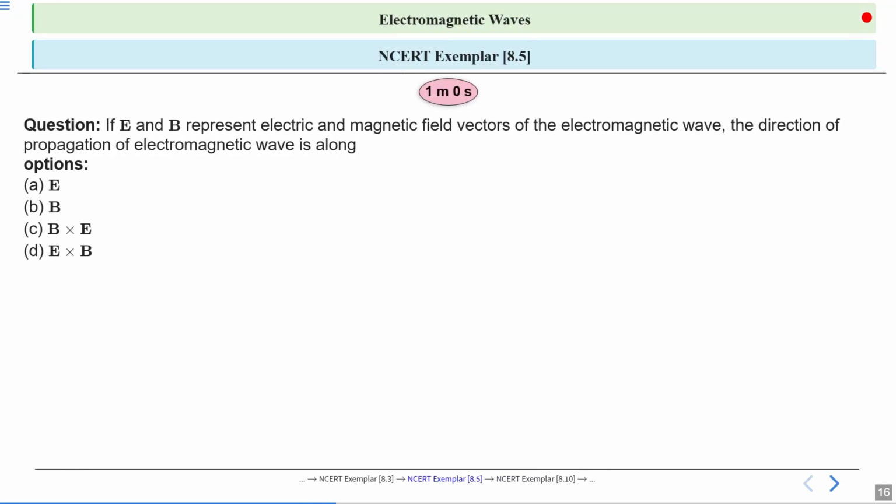Next question. If E and B represent electric and magnetic field vectors of the electromagnetic wave, the direction of propagation of the electromagnetic wave is along: along electric field E, along magnetic field B, along cross product of B cross E, or along E cross B. So I will give you some time to think about it. Try to solve it and write your answers in the comment section.